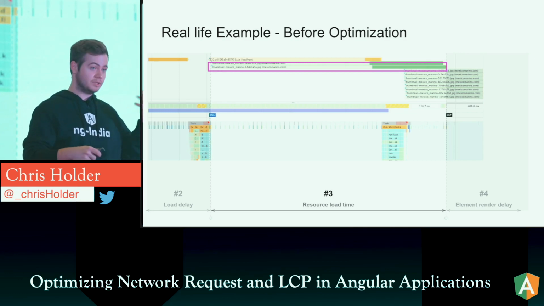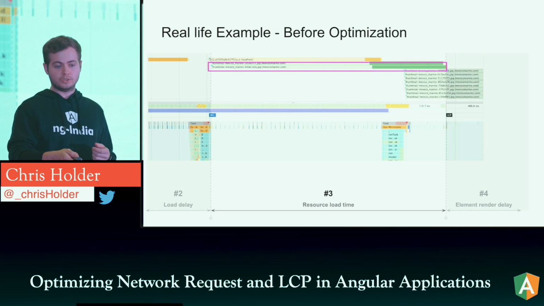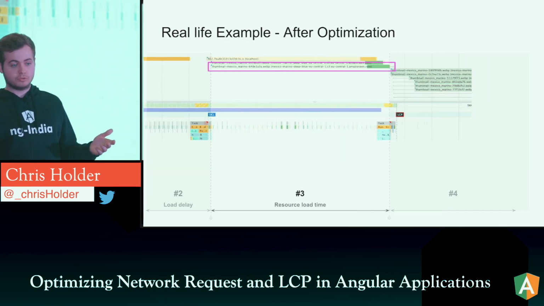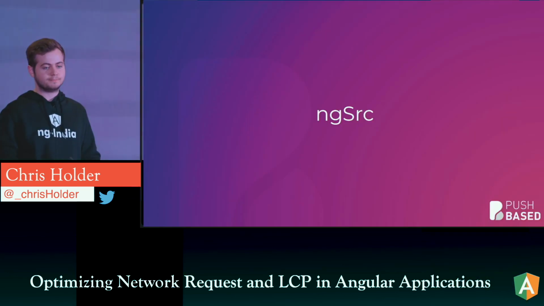So this is the real world application again, and just making that transformation, we changed it from that to that, which is a very large optimization. It's more than 4 times smaller, right?